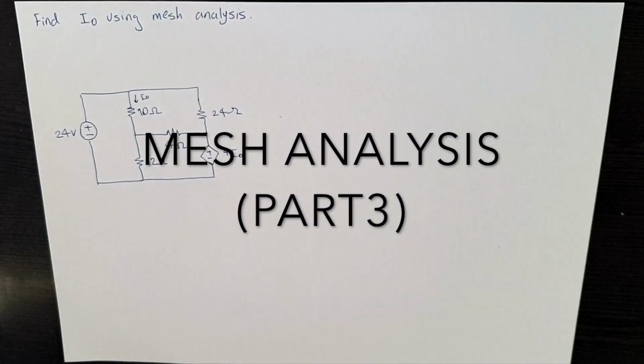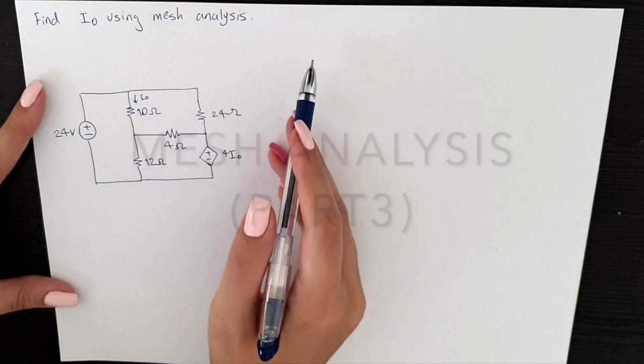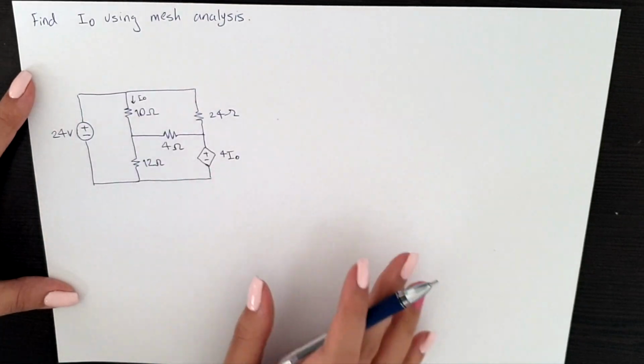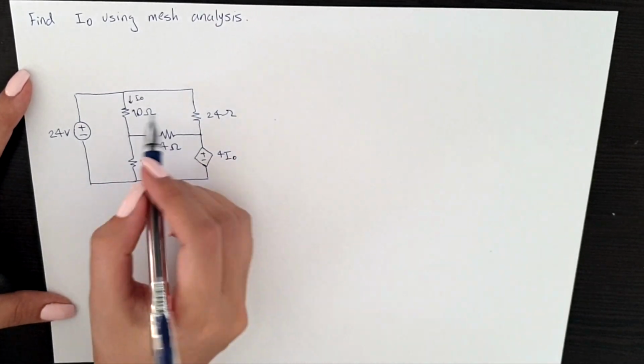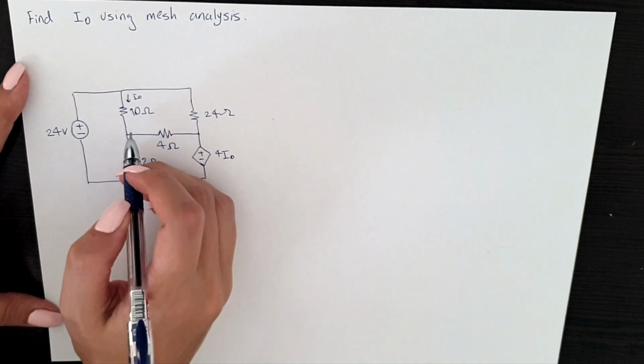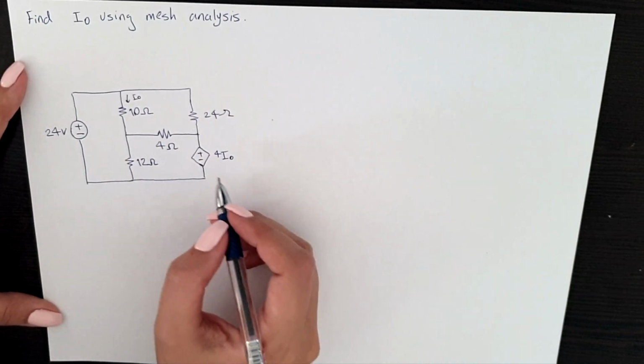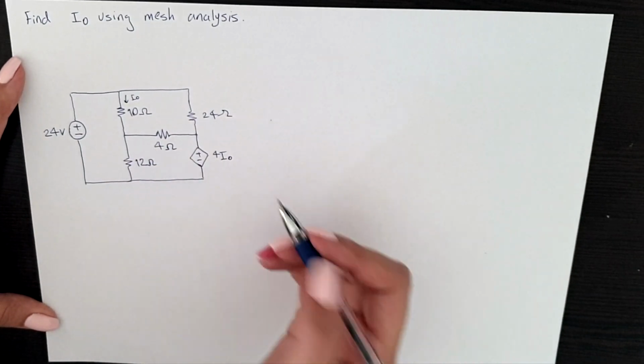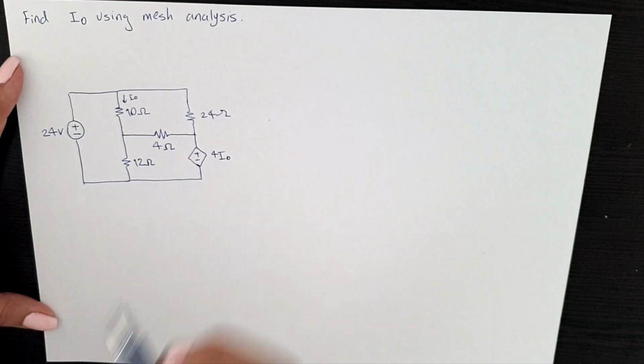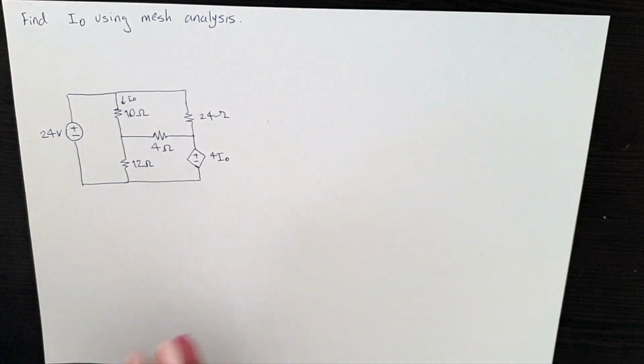Here is another example from mesh analysis. As you can see in the question, we want to find I0. And I0 is the current that's passing through this 10 ohm resistor, and as you can see, we have a dependent voltage source in here, which is equal to 4I0 also.